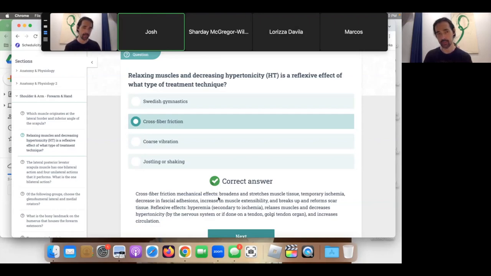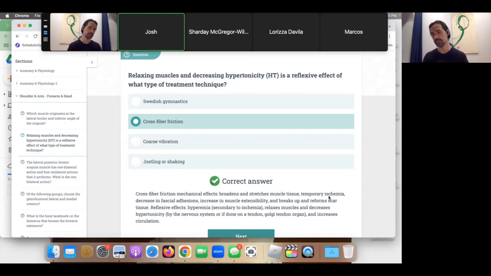The mechanical or direct effects for cross-fiber friction are always important to review. They broaden and stretch the muscle tissue. Think about a muscle that's torn. If you broaden and stretch it, it's going to become hypertonic. It's going to spasm. But a muscle that is simply tight and needs to be relaxed, it'll relax the muscle and broaden it. It relaxes the muscle after it's broadened and stretched.